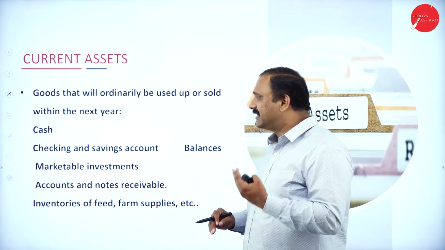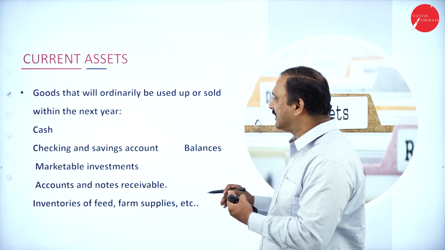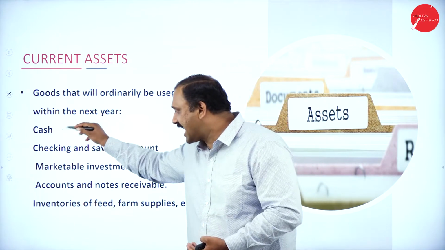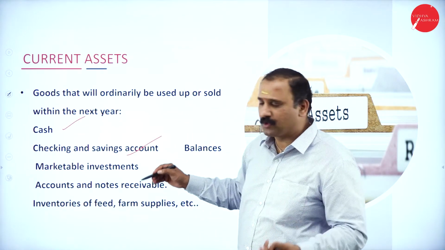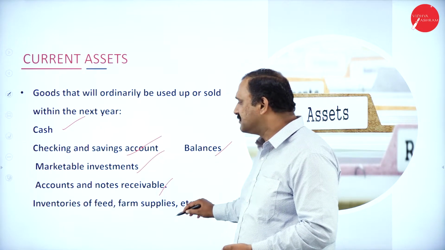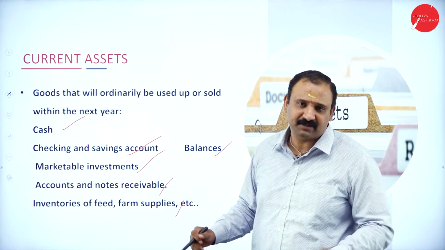Moving forward, the current assets will also include items that can ordinarily be used up within the next year, such as cash, checking and savings accounts, marketable investments, balances, accounts receivable, and inventories from feed, farms and other factors.